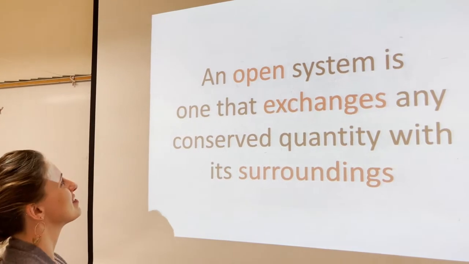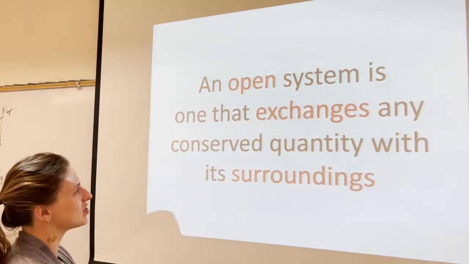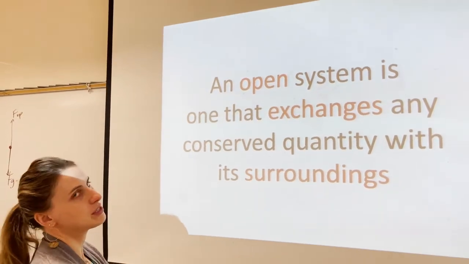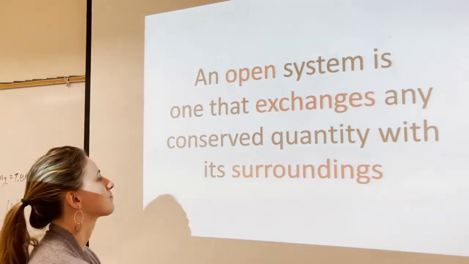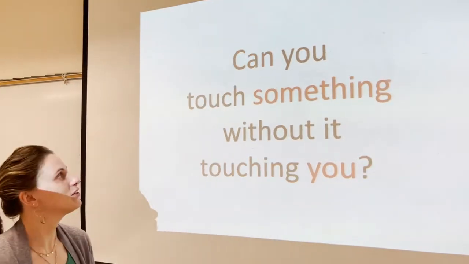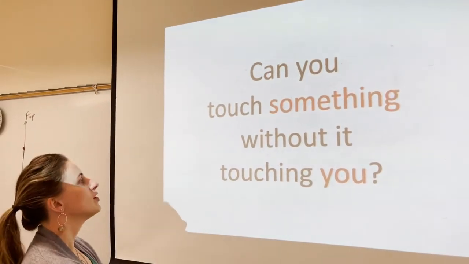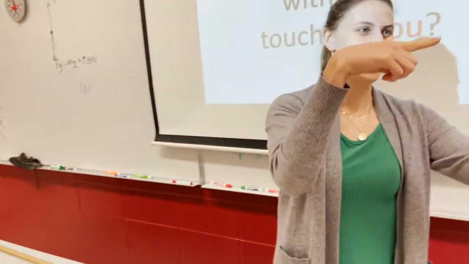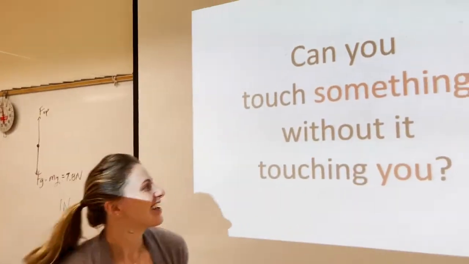An open system is one that exchanges any conserved quantity with its surroundings. We don't really deal with open systems much. They make things hard to deal with. We do closed systems. Can you touch something without it touching you? No.